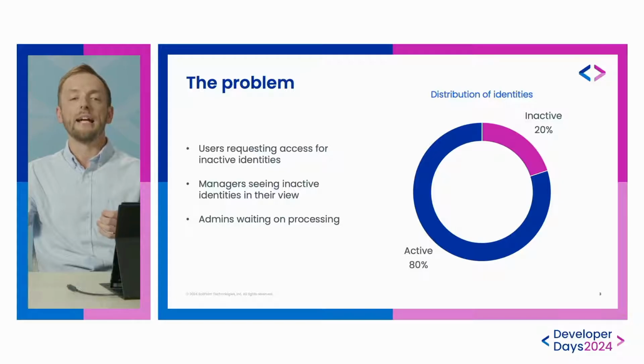So in particular, the problems that you've voiced most strongly are the 3 that I've got on the screen here. The first one, users requesting access for inactive identities. So that is literally going to the request center, putting in someone's name, and despite having departed the business, you're able to find them, select them, and put in an access request. That introduces unwanted risk. Administrators don't want to deal with that.